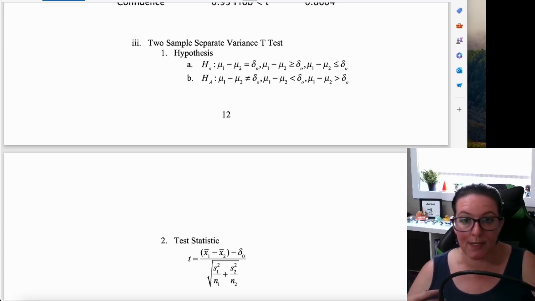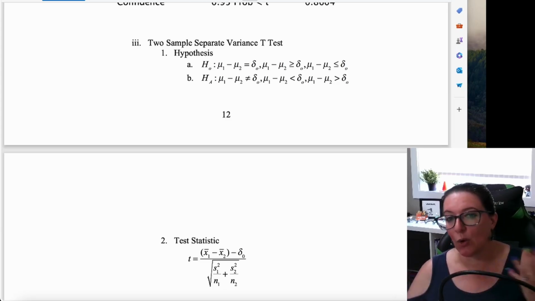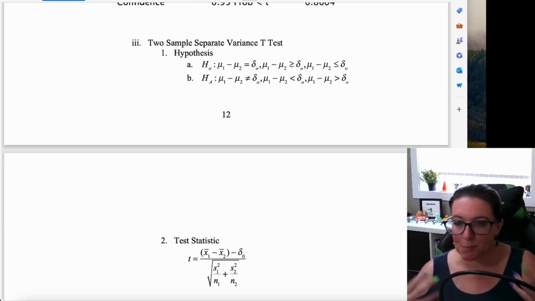Alternatively, you could have a one-tailed test. So we could say that group 1 is bigger than group 2. So mu1 minus mu2 is greater than or equal to 0 for the null and less than 0 for the alternative, or we could go the other way. The null hypothesis is mu1 minus mu2 is less than or equal to 0, and the alternative is mu1 minus mu2 is greater than 0. Remember, the null hypothesis always contains 0. The alternative hypothesis is what the researcher thinks.